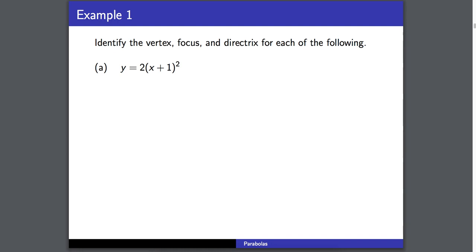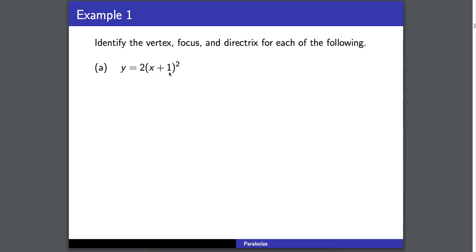Okay, in this video, we're going to take a look at identifying the vertex, focus, and directrix for each of the following. So we're going to start with part A, y equals 2 times the expression (x plus 1) squared. Now, we can get the vertex from the equation. This is also a plus 0 at the end.